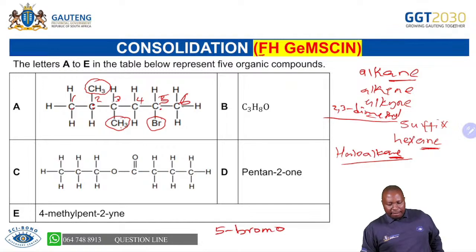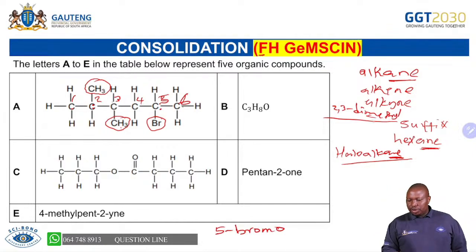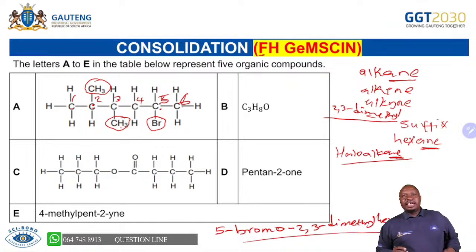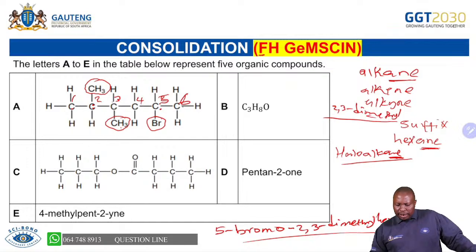B comes before M. Remember, the "di" is not part of the alphabetical order because it's just showing that you have 2 methyls there. So it's 5-bromo-2,3-dimethylhexane. So you're able to write your name like that and get your marks. However, if this was 2 marks, we'll give you a mark for the hexane, the parent chain, to see that the longest carbon chain was hexane.